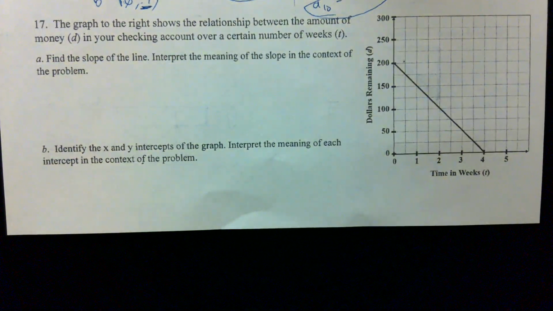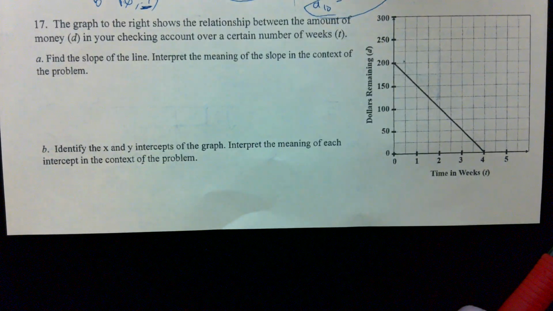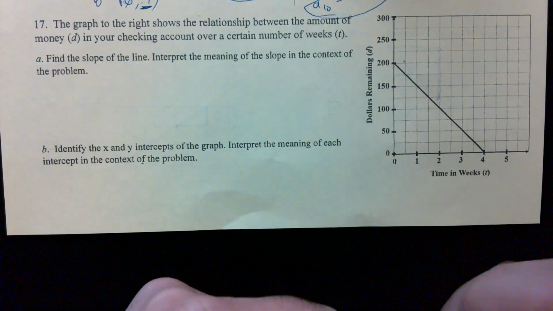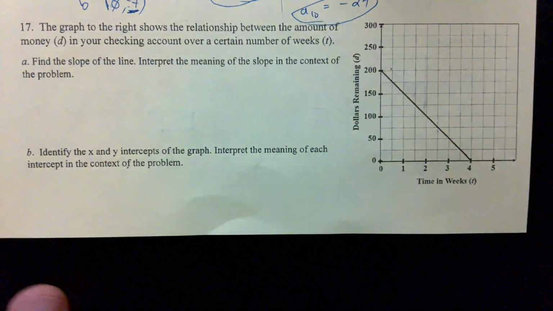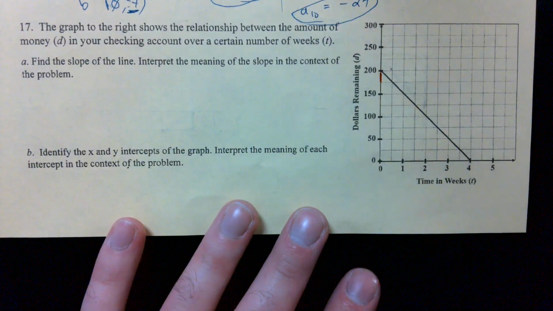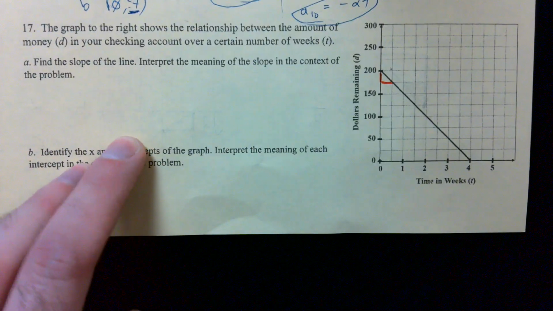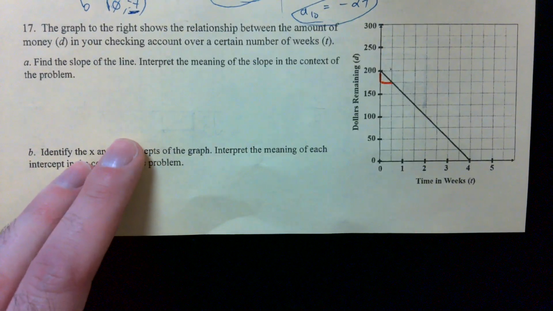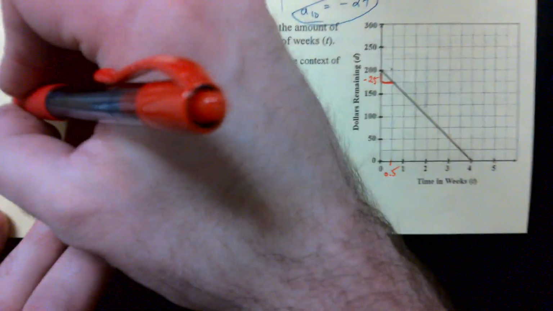Number 17. The graph to the right shows the relationship between the amount of money, which is D, in your checking account over a certain number of weeks, which is T. T for time, D for dollars, I would assume? Yeah, dollars. Find the slope of the line. How can I find the slope of this line? It goes down by 25 and across by 1. Okay, so my slope is what? Negative 25 over 0.5? Yeah.